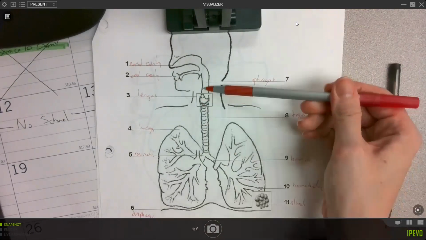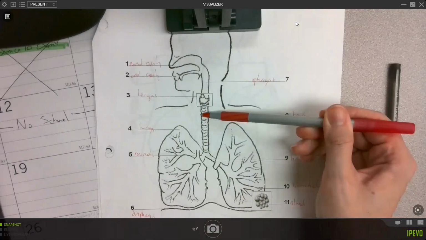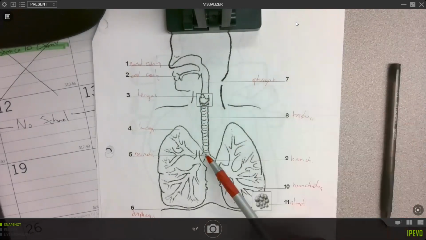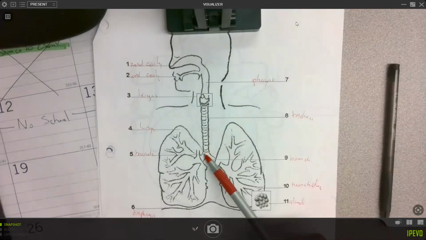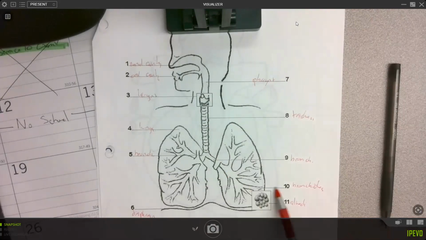And then this whole thing is all the trachea. And you can see that it has cartilage wrapped around it here. That trachea then branches off into the two bronchi, which is here and here, number 8 and 9. And then those branch off even more into the bronchioles, number 10. So all of this branching is these bronchioles.